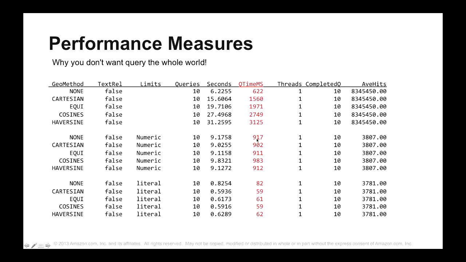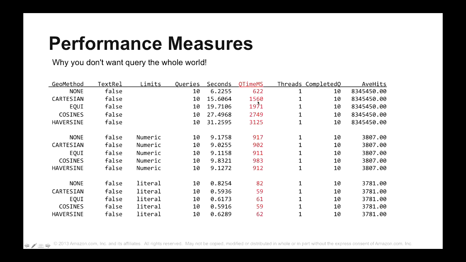But if I put a restriction on it, and this restriction was plus or minus 100 miles, I get about 4,000 restaurants, 3,800, and you can see those take about 900 milliseconds to run. And it turns out, due to CloudSearch's architecture, it's slightly faster if I use a literal field for a restriction. And here, then, I was able to actually run these queries in 50 to 100 milliseconds, which is fast enough for most applications.